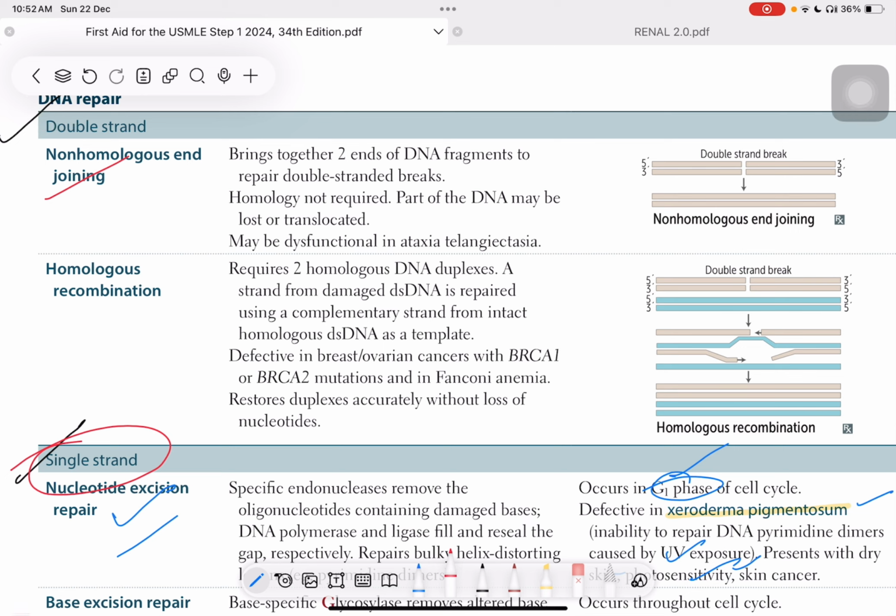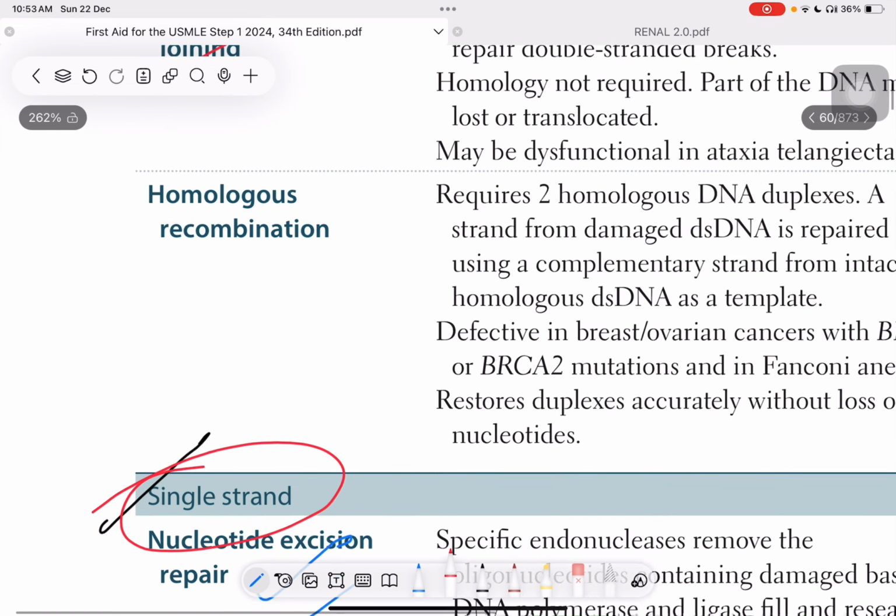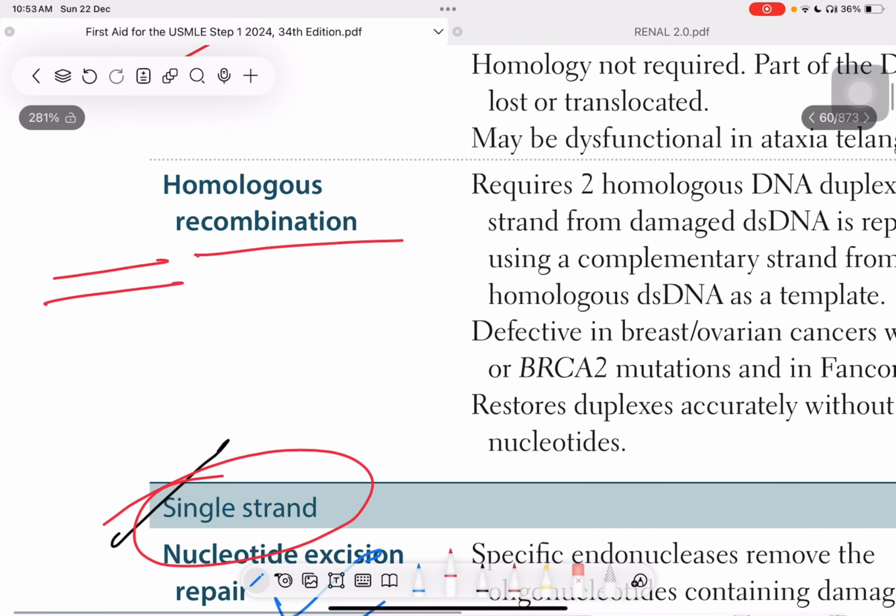A strand from damaged dsDNA is repaired using a complementary strand from intact homologous DNA. The intact dsDNA is a template. It is defective in breast and ovarian cancers with BRCA1 or BRCA2 mutations, and in Fanconi's anemia. It restores the duplex accurately without loss of nucleotides. So what they're trying to tell is, you have a break over here in your DNA sequence. Now we are going to repair it by using homologous recombination.